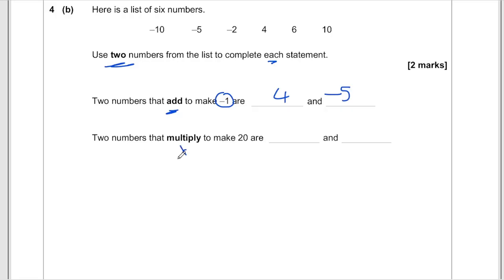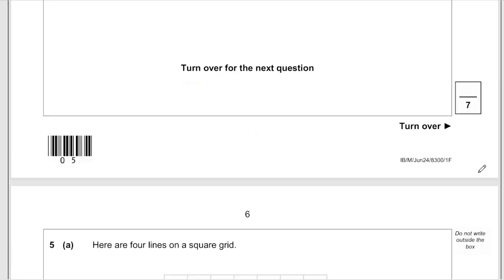And 2 numbers that multiply to make +20. So I need 2 and 10. Well, I've got -2 and 10. Well, that's going to give me 20, but it's going to give me -20. So -10 and -2, -10 times -2 would give me +20, because a negative times a negative, remember, equals a positive. So -10 and -2. Okay. Next question.